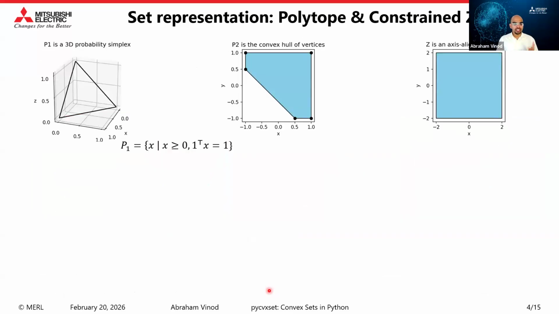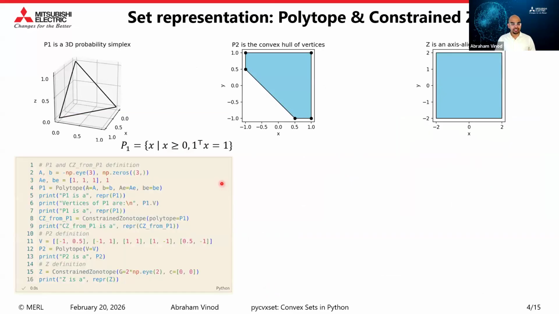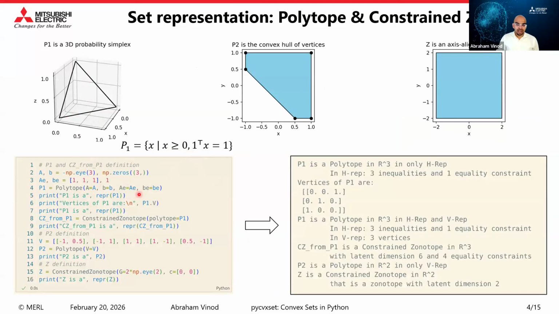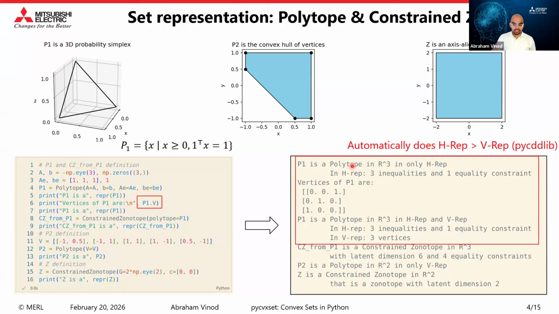Just to show you how these sets look and how we use them in pycvxset. So these are three sets I will define using this code. On the left is the simple probability simplex, which can be defined like this. We can define it using pycvxset like this, where you give the half-spaces and the linear equality constraints. pycvxset will give this output where it'll identify the hrep form, the half-space representations. And whenever you trigger or ask for the vertices, it'll automatically do the conversion and give you the vertices back.